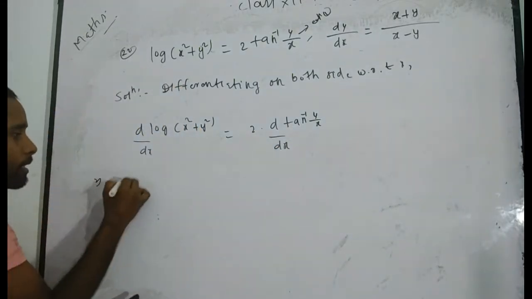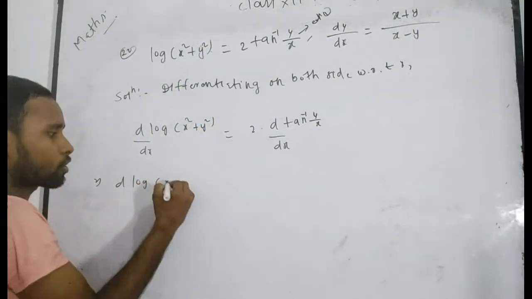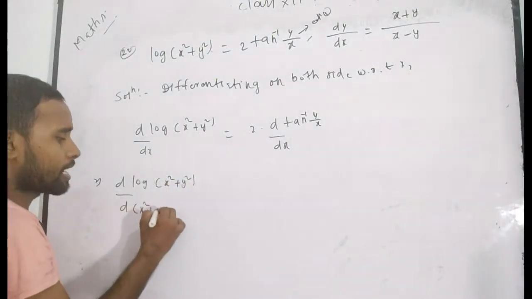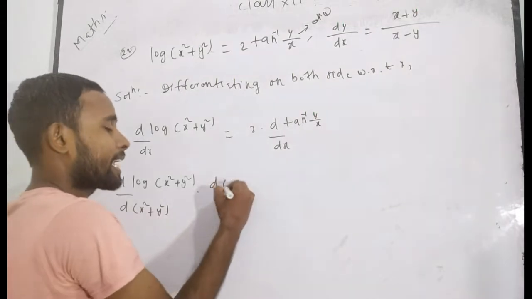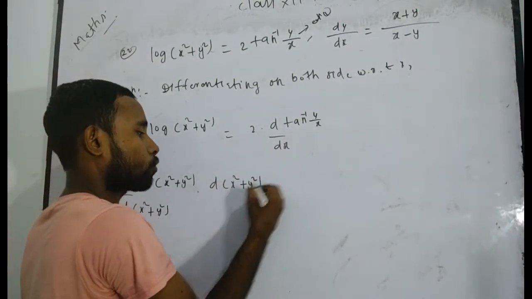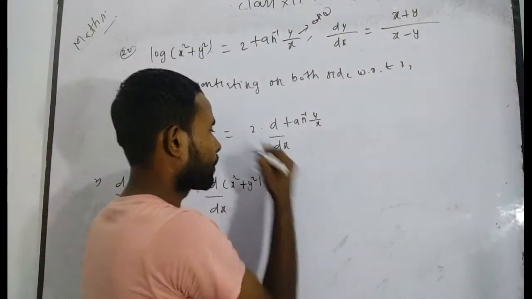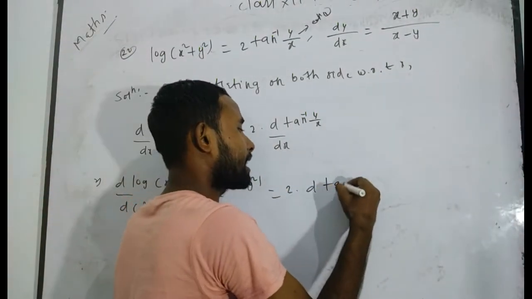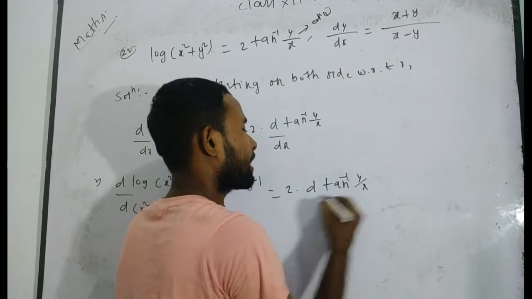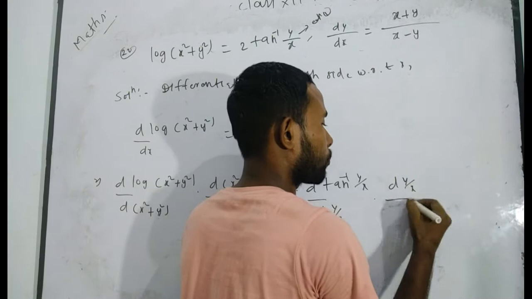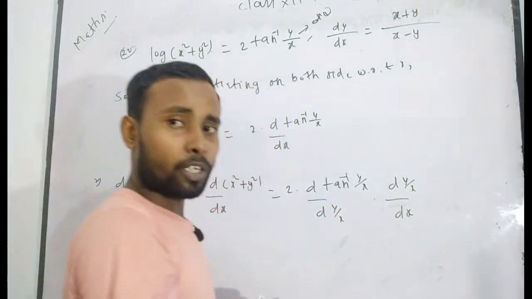Now, for the derivative of log(x square plus y square), firstly differentiate with respect to x square plus y square, and again differentiate x square plus y square with respect to x. For tan inverse (y by x), first differentiate with respect to y by x, and again differentiate y by x with respect to x. Have you understood very well?